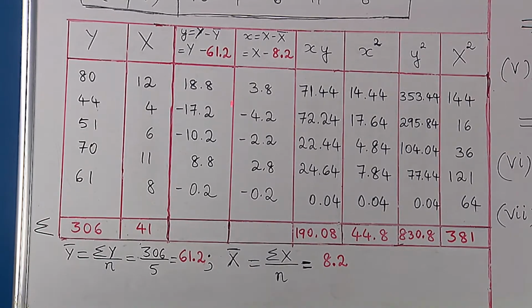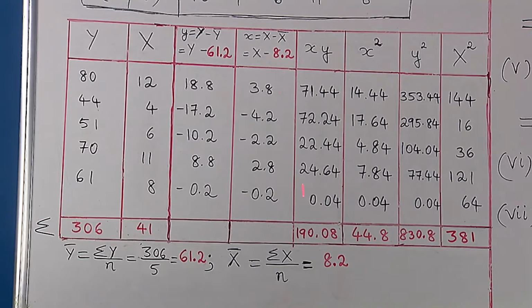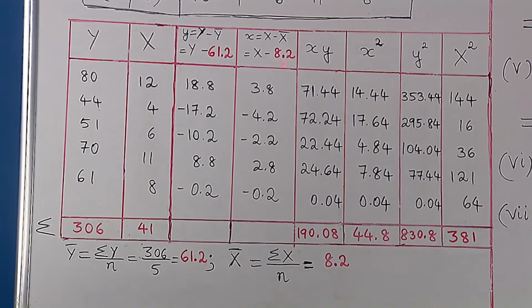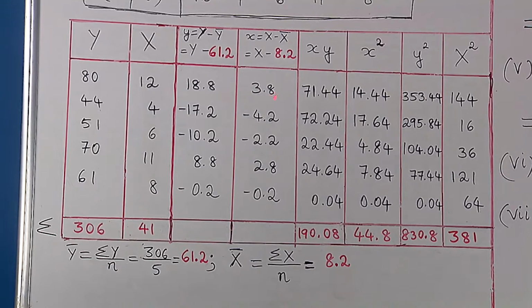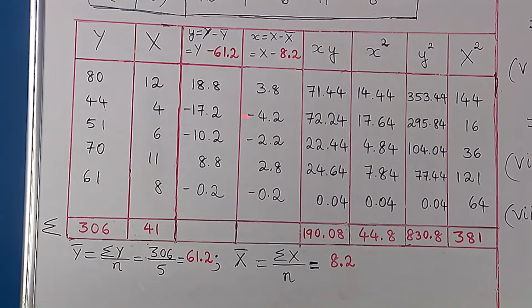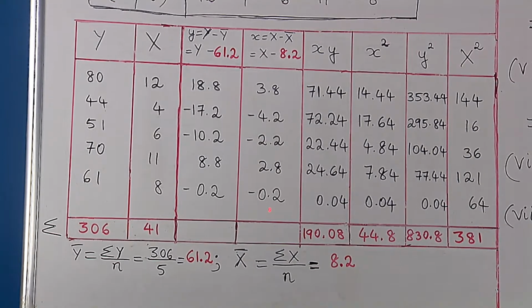In the same process we follow for finding small x, the deviation x minus x bar is the formula, where x bar as calculated is 8.2. So, substituting 8.2, capital X in the first data is 12, and 12 minus 8.2 gives us 3.8. Similarly, following the same steps, 4 minus 8.2 gives minus 4.2, 6 minus 8.2 gives us minus 2.2, 11 minus 8.2 is 2.8, and 8 minus 8.2 is minus 0.2.